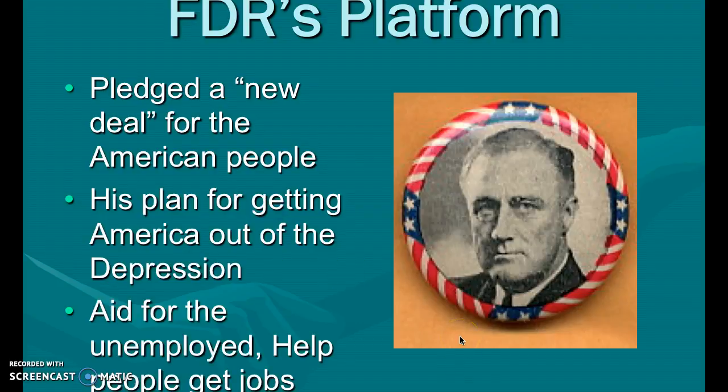So under the New Deal, FDR offered aid for the unemployed. He helped people get jobs. He helped people get food who needed food. Again, we're going to go into more detail, but that's just a little overview of what it is.